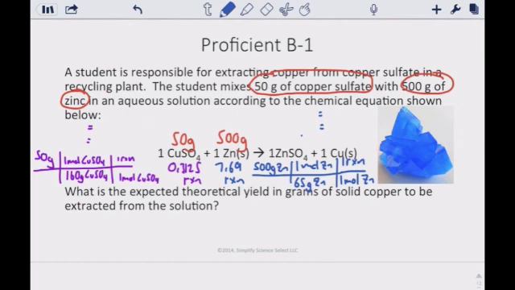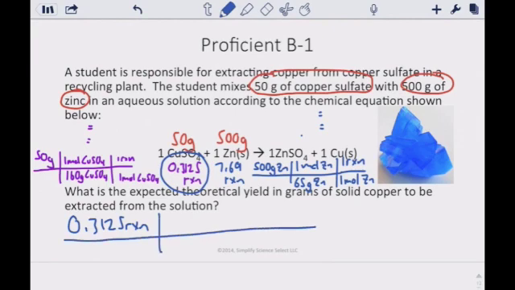Now, it wants to know what is the expected theoretical yield. So I'll take my reaction here, my 0.3125 reactions can take place, and I want to know how much copper. So in a reaction, I have 1 mole of copper. So 1 reaction equals 1 mole of copper. And it wants to know grams, so I know 1 mole of copper is right around 63.5 grams of copper.